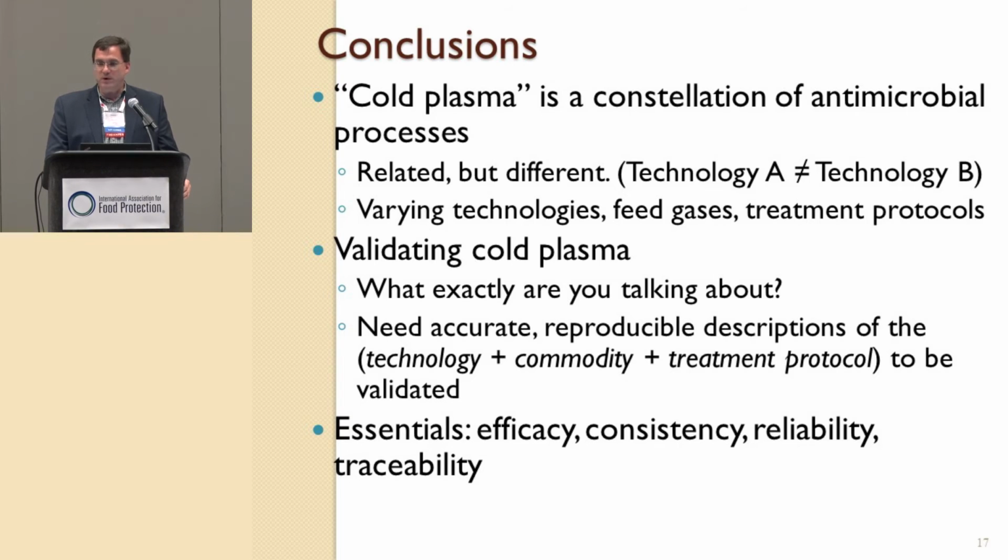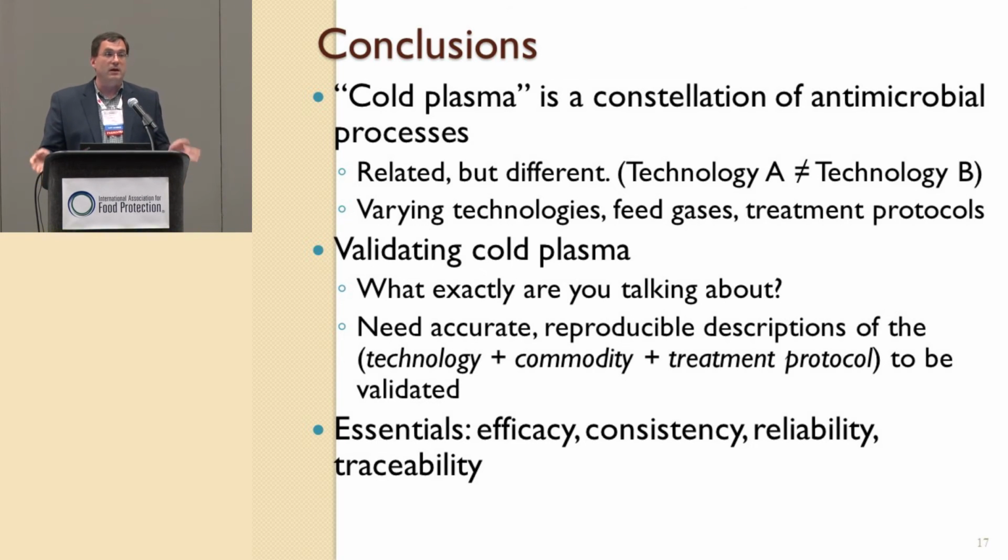Right, so just very quickly in conclusion, the term cold plasma, as I said, represents a constellation of different kinds of processes, right? And they are related in terms of the underlying physics and in terms of the underlying ionization processes, but they are all very different. They need to be considered individually. A does not equal B. They're all going to have lots and lots of different features in terms of their electrode design and their feed gases and the kinds of commodities they're going to be used for.